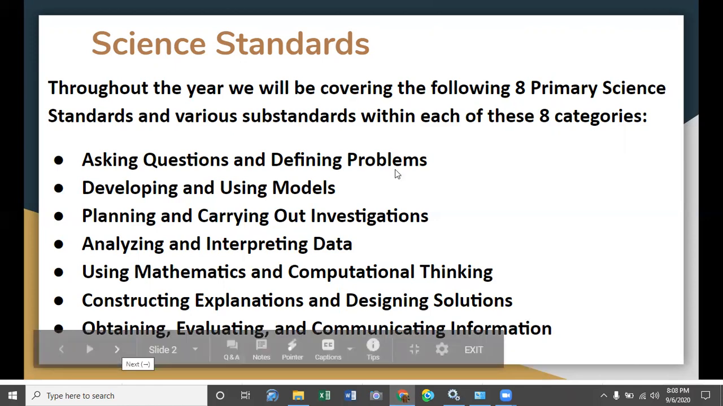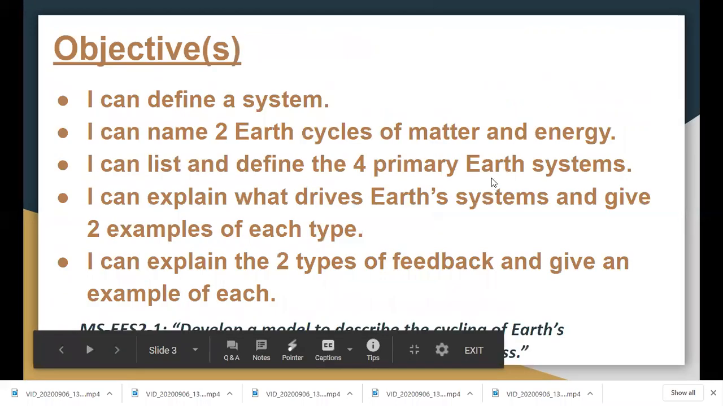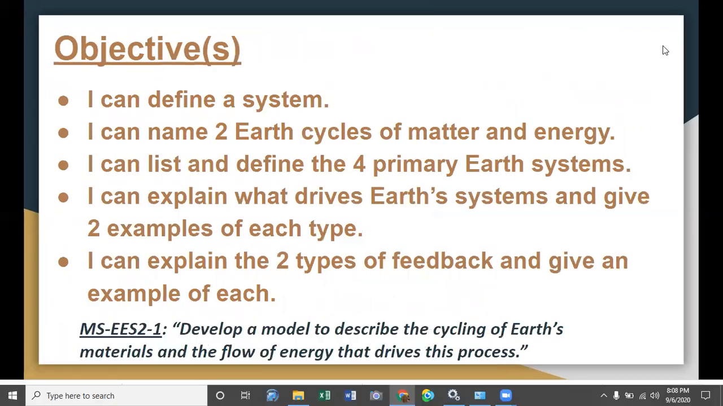So let's move on. Just have to click on that. Okay, what are our objectives today? Be careful to apply these objectives because at the end of the video, you will be answering the questions that these objectives are. So I can define a system. You're going to be able to define one.